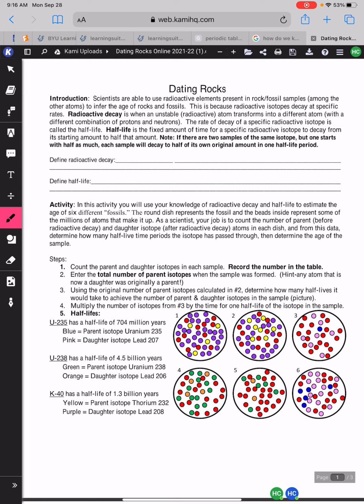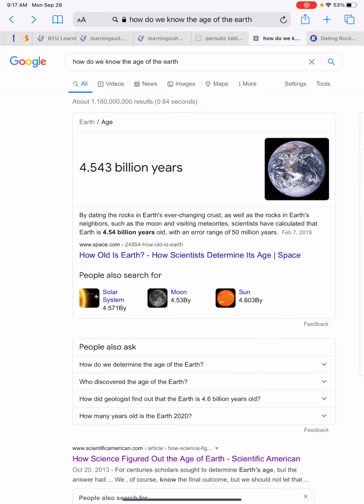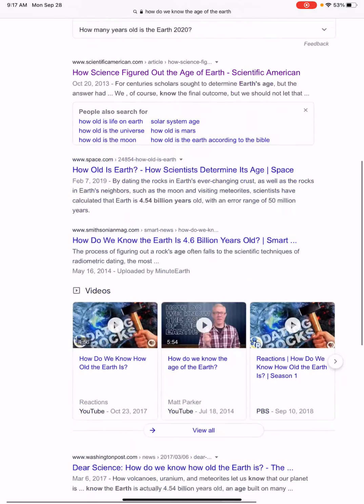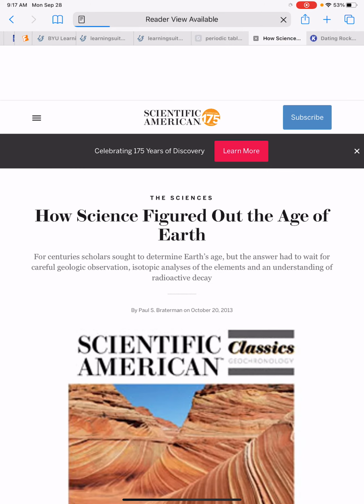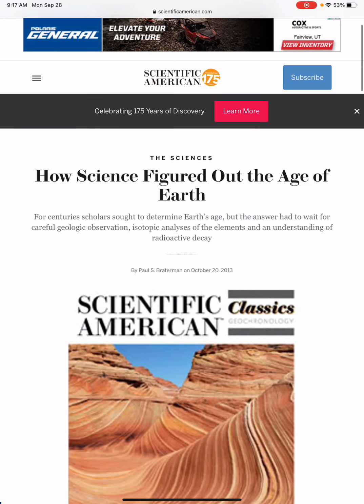But we're going to be talking about this dating rocks assignment. If we were in class, we'd probably do more hands-on activities and class discussion on this topic. But if you just Google, how do we know the age of the Earth? You could probably click on any one of these. We'll just click on this top one. It says, how science figured out the age of the Earth.